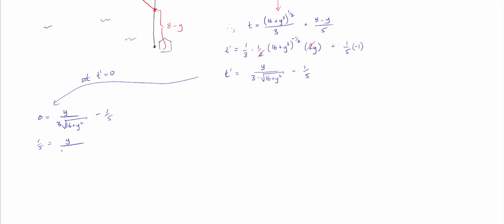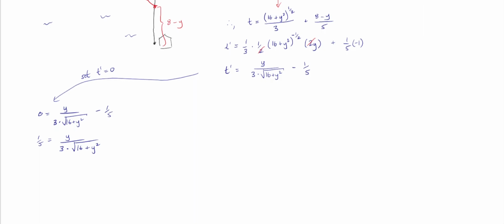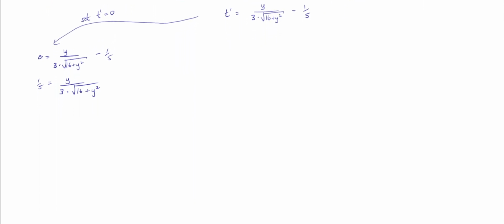Again, that 3 is not an index. That's literally 3 times the square root of 16 plus y squared. I'll try and make that a little bit clearer over here because it kind of looks like an index right there. And it really is just a coefficient in front of that square root symbol. Okay, so there we go. I got that 1 over 5 right there.